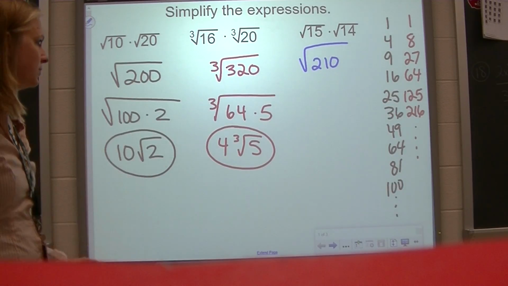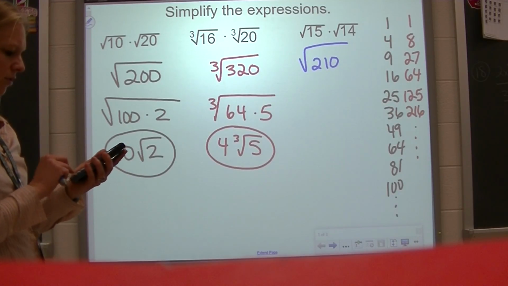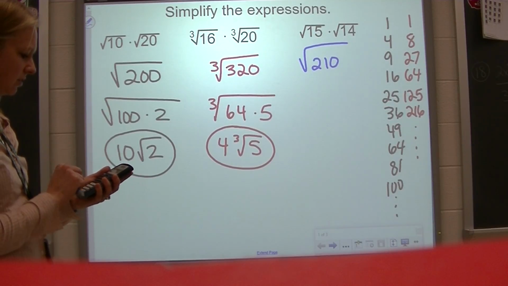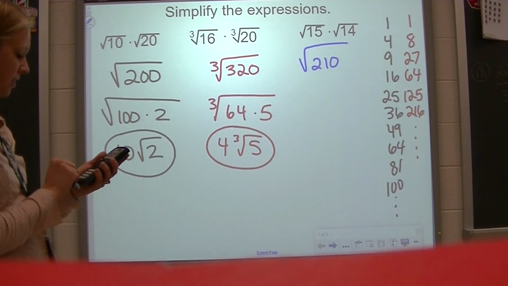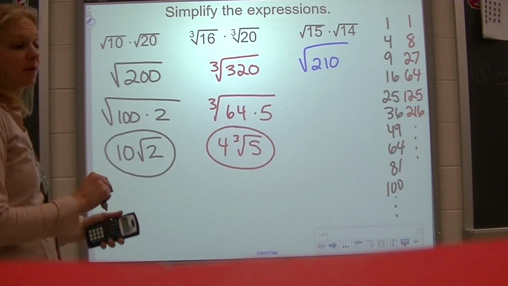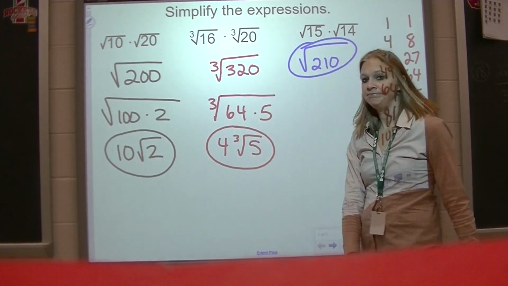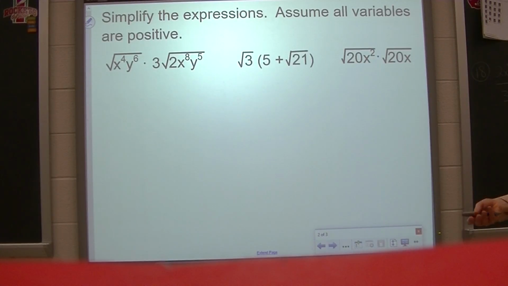That is in simplest form because there's not a perfect square that works, unless I did something wrong as I was dividing here. So let me double check again. No, I think we're good. So that's in simplest form. You can't do anything with it. You can't break it down.